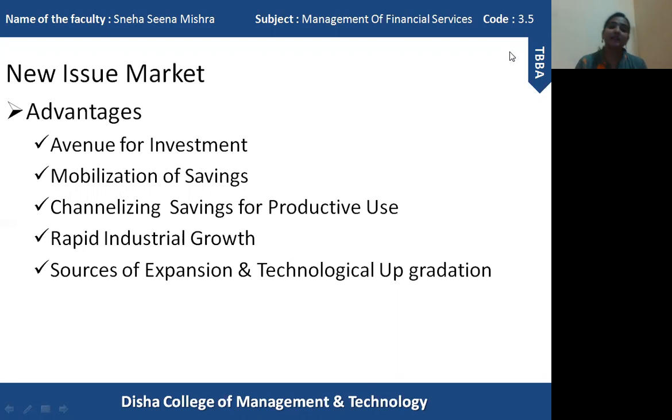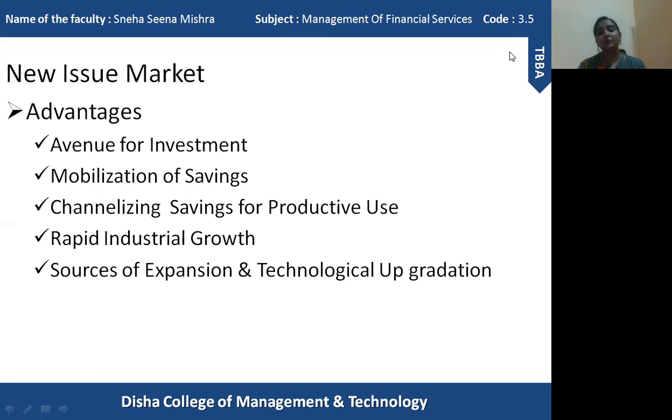The second advantage of new issue market is mobilization of funds, or mobilization of savings. Investors are scattered all over India. Some prefer to invest in small quantities, some in large quantities, and each investor can find a security according to their preference in the new issue market. Like I said, if a person wants to invest only 10,000 rupees, they can invest in different types of security. If an investor wants to invest a large amount of money, they can also do that.